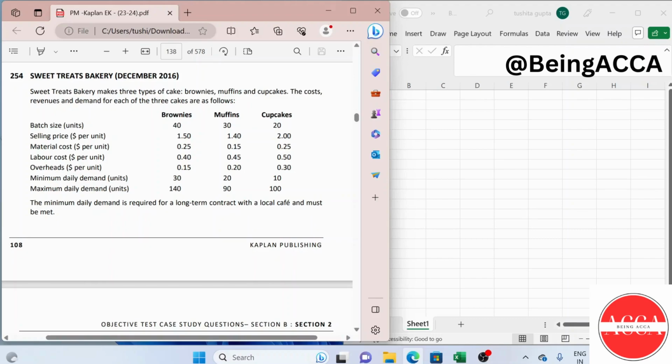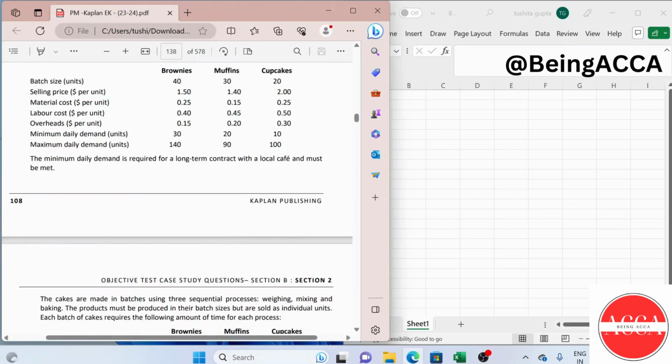Sweet Treats Bakery makes three types of cake: brownies, muffins, and cupcakes. The costs, revenues, and demand for each of these three cakes are as follows. These are the batch sizes, selling price, material cost, labor cost, overheads, minimum, and maximum. The minimum daily demand is required for a long term contract with a local cafe and must be met. So the minimums given to us are 30, 20, and 10. This is something that we have to make.